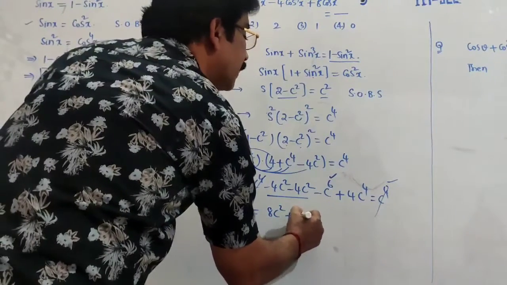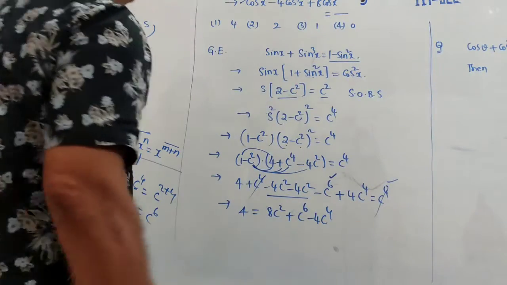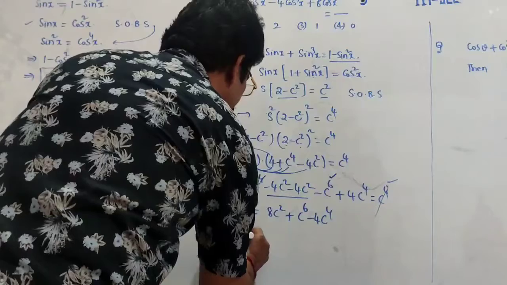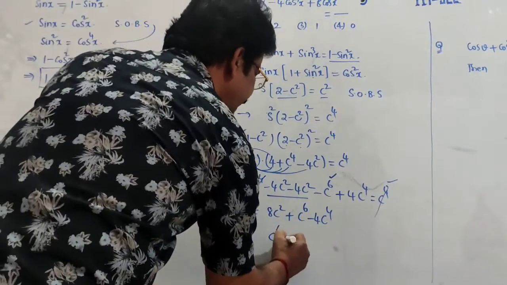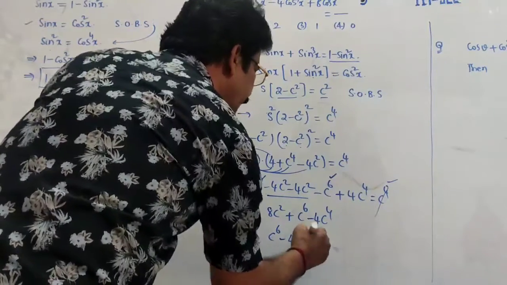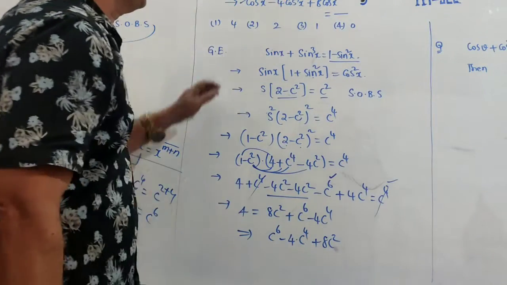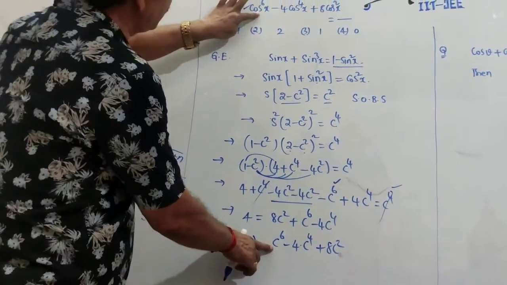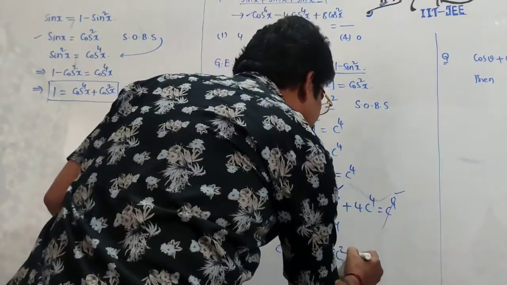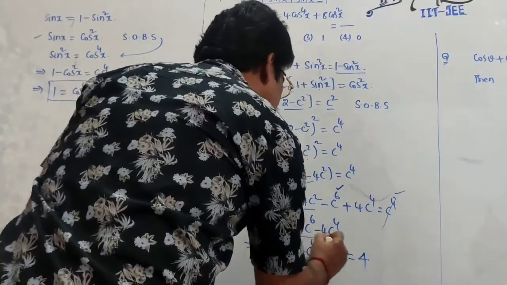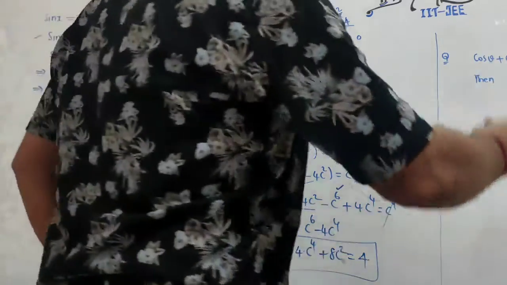Next, plus cos to the power of 6 minus 4 cos to the power of 4. So therefore that implies write in order cos to the power of 6 minus 4 into cos to the power of 4. Next, plus 8 cos squares. You see here, cos power 6, next minus 4 cos to the power of 4, plus 8 cos square, that is equal to 4. So answer is 4.